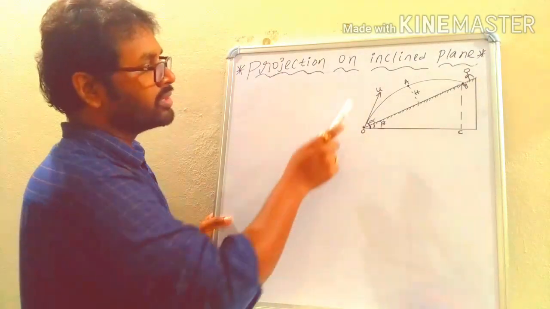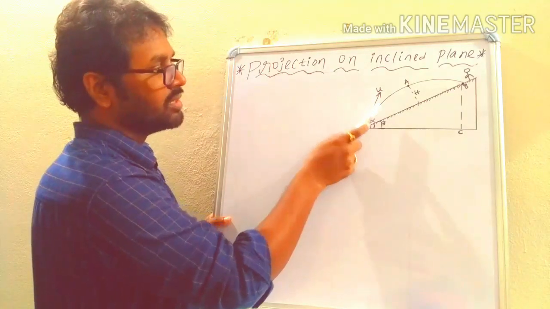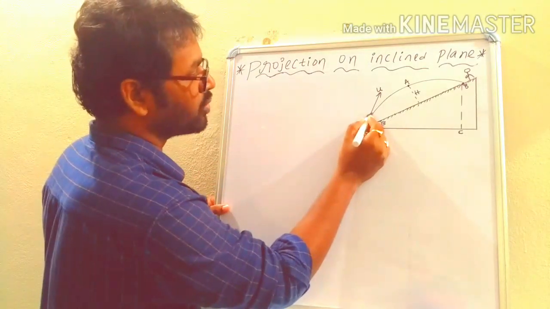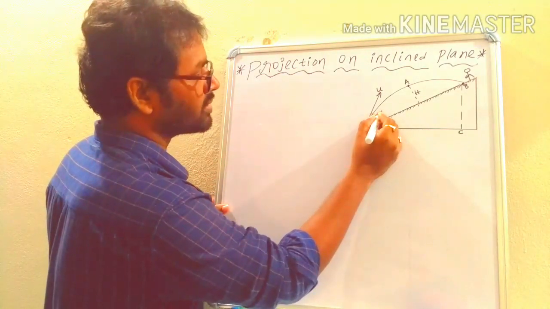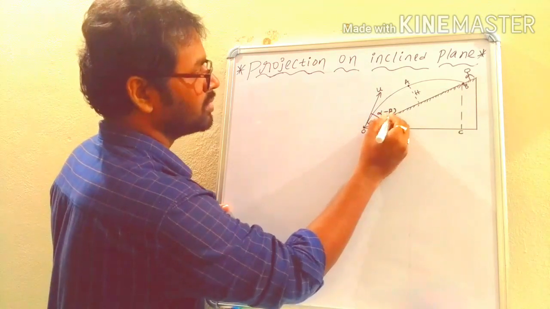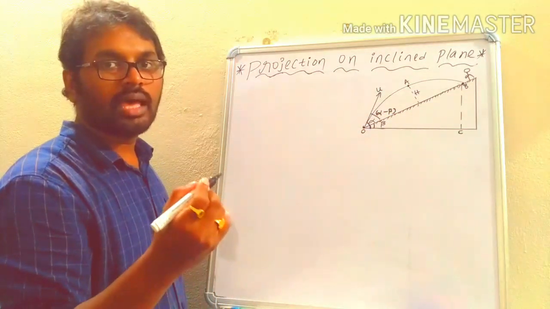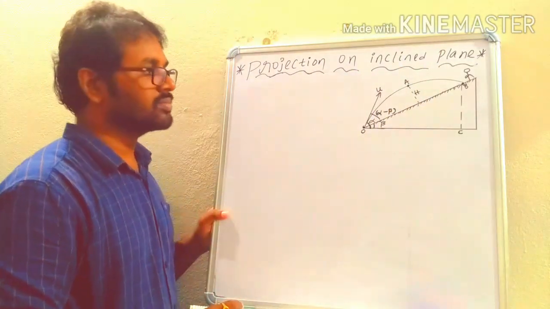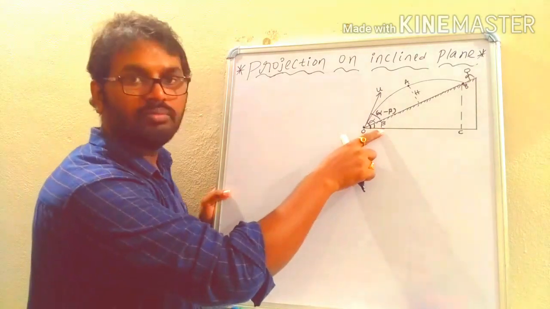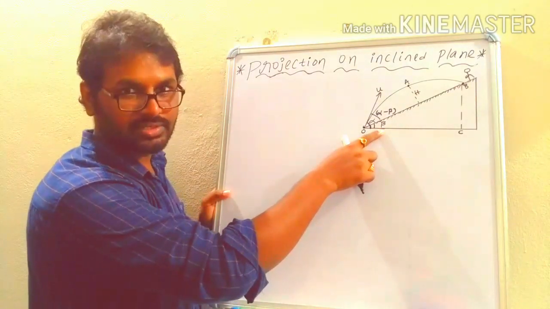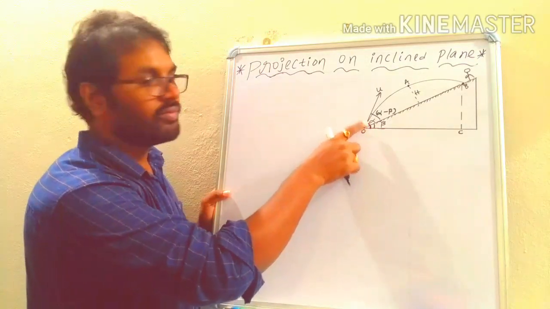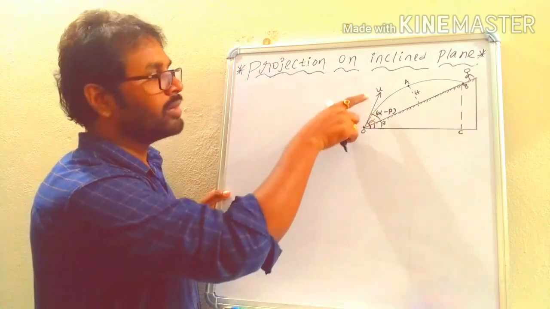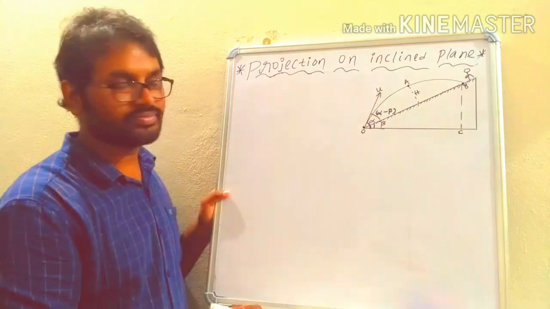To find the angle between the projectile velocity and the plane, we can directly take the difference of the two angles. It comes as alpha minus beta. So alpha minus beta is the angle made by the projection velocity with the inclined plane. Clear? Beta is the angle of inclination, alpha is the angle made by the velocity vector with the ground, and alpha minus beta is the angle made by the projectile velocity with the inclined plane.